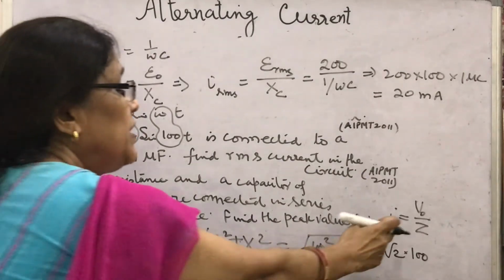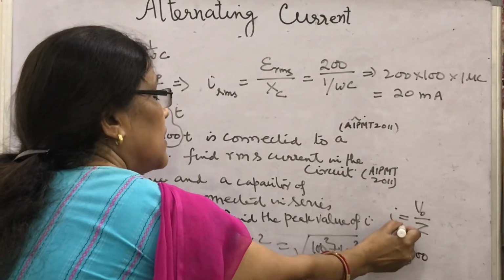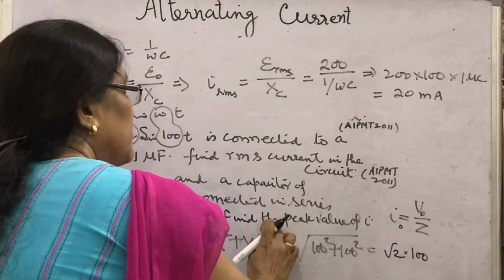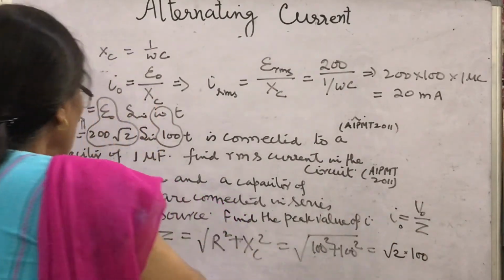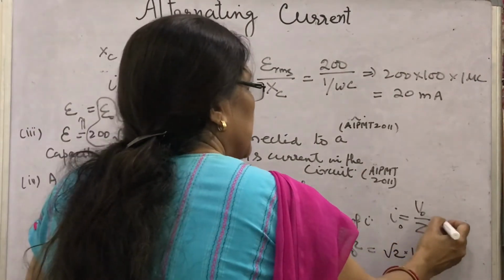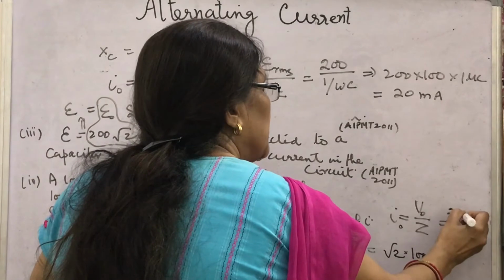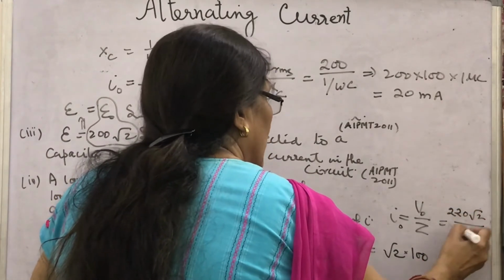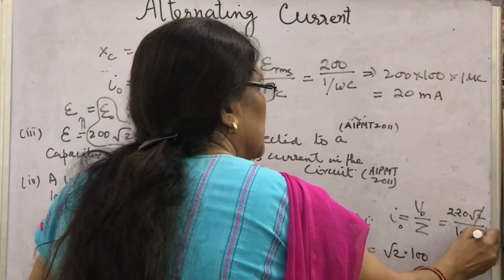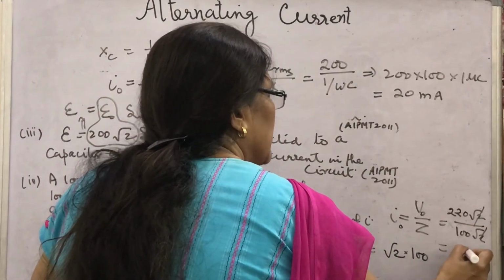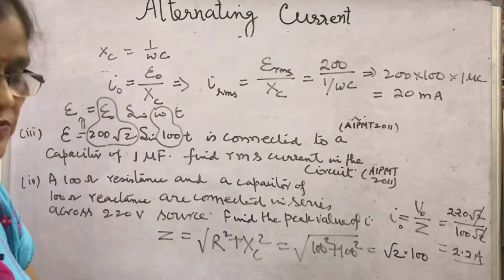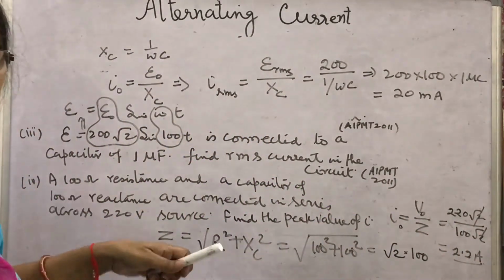Then we have to put here I naught equal to V naught by Z. Peak value is I naught. V naught will be 220 into root 2. So you will put here the value 220 root 2 upon 100 root 2. This is Z. Root 2 will be cancelled. You will get 2.2 ampere. So in this way these questions are solved.